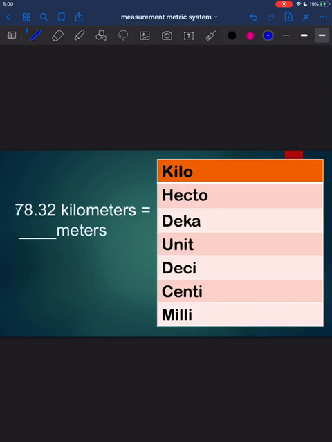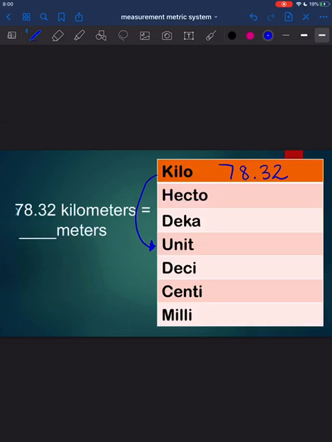In this case, once again, I'm going down. I'm going from kilometers to meters, and meters here are at units: meters, liters, and grams. So I'm going to start by putting my kilometer up here, my amount that I have, and then I'm just going to go down the chart.